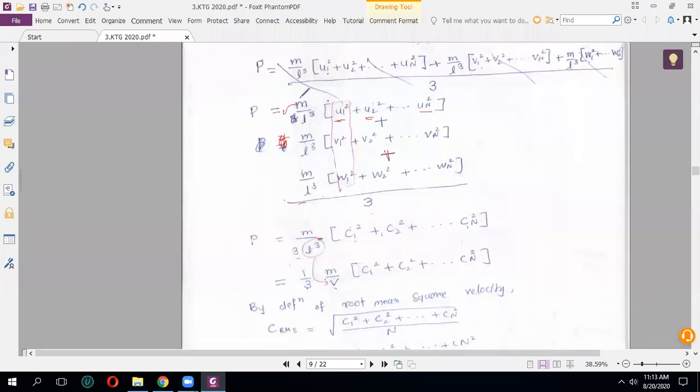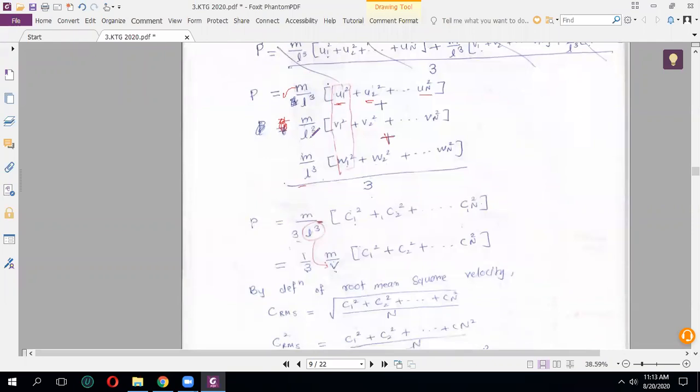Now add this whole M upon L cube. If we are adding this whole part, what are we getting here? We are getting M upon 3 L cube. Total 3 M upon L, right? So can we write like this, M upon 3 L cube?